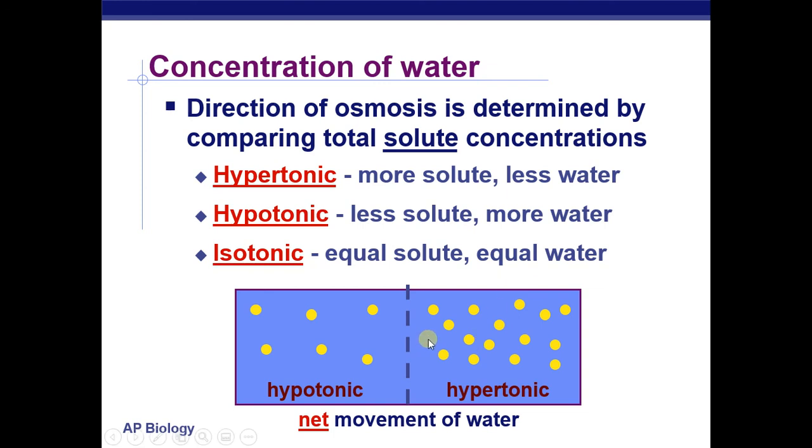If we would have two solutions that have an equal concentration of solute and equal concentration of water, we would call those two solutions isotonic. But the important thing to remember is these three terms are not absolute. For example, if I made another one over here, this solution could be hypertonic to this one, but hypotonic to the next one if I drew another one over here that had even more solute in it. So they're completely relative terms.